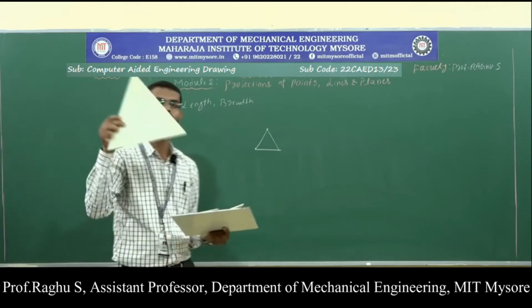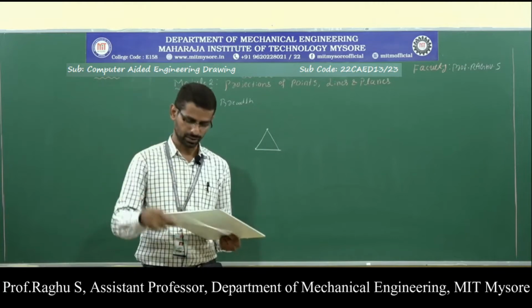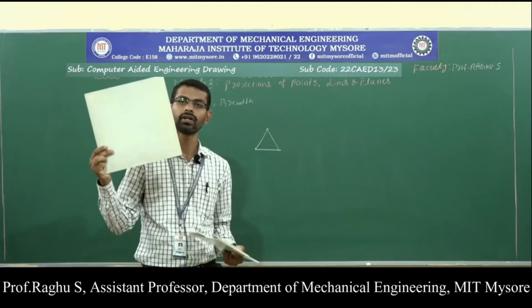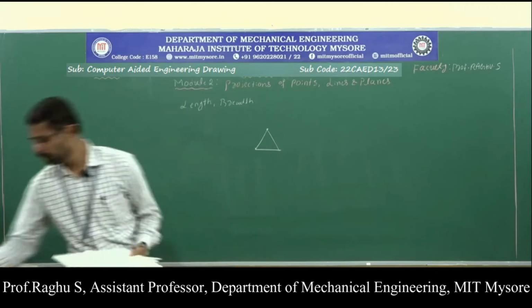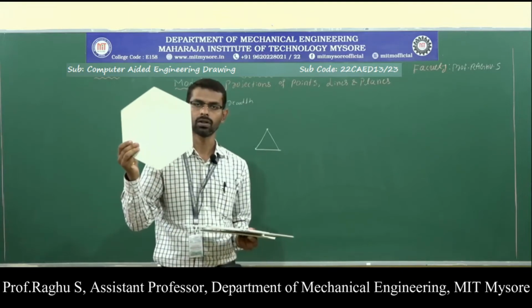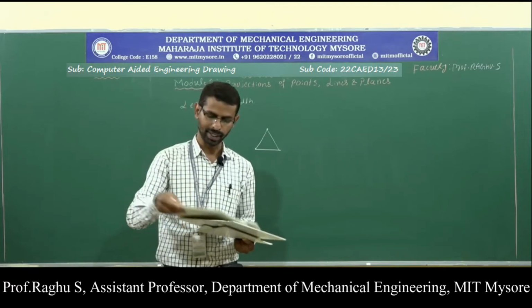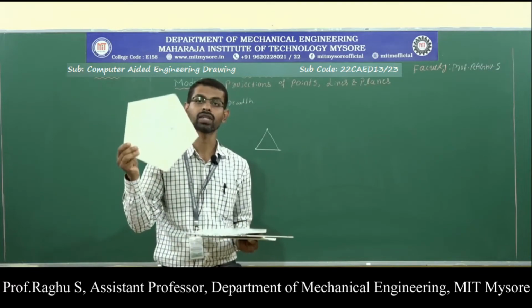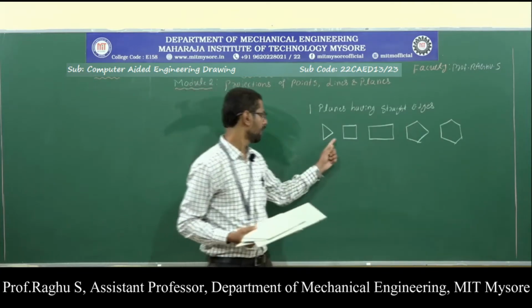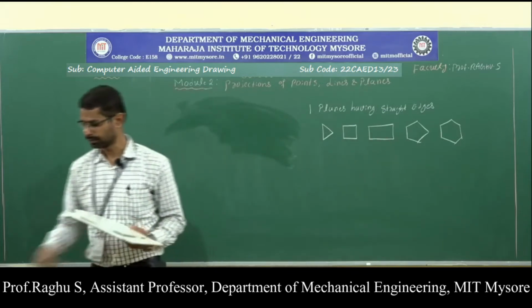Here, this is a triangular lamina. It has straight edges. Next, square lamina, which has straight edges. Next one, pentagonal lamina, hexagonal lamina. So these are examples for planes having straight edges: triangle, square, rectangle, pentagon and hexagon.